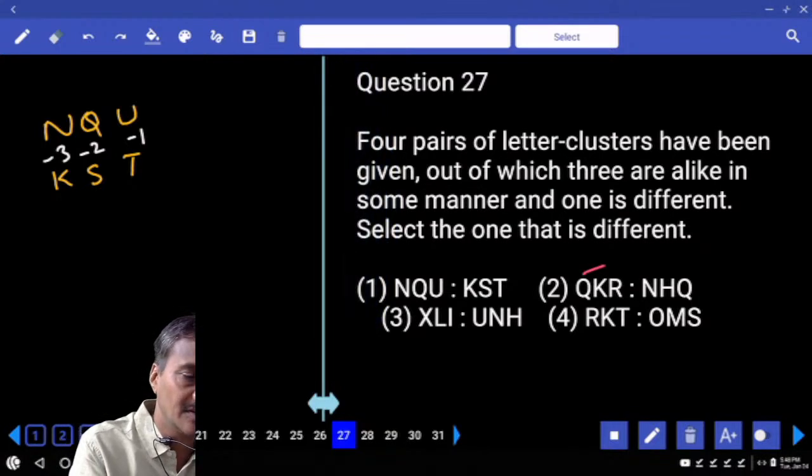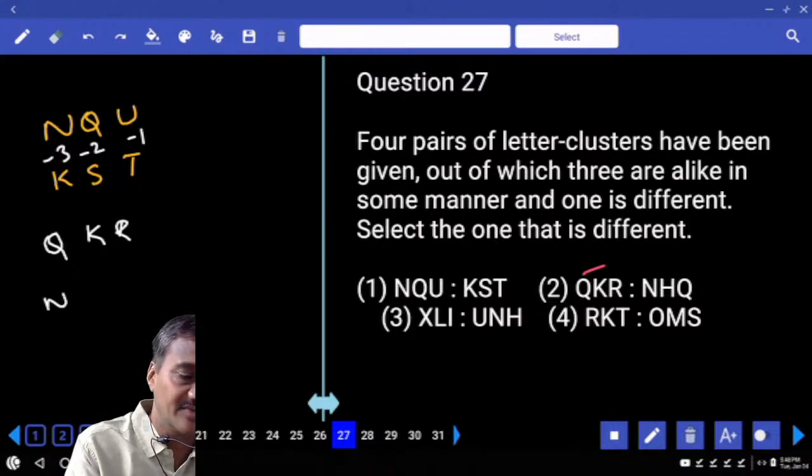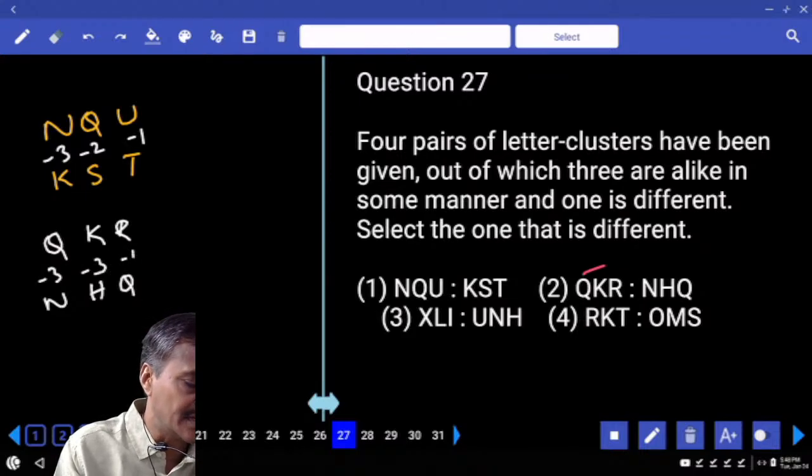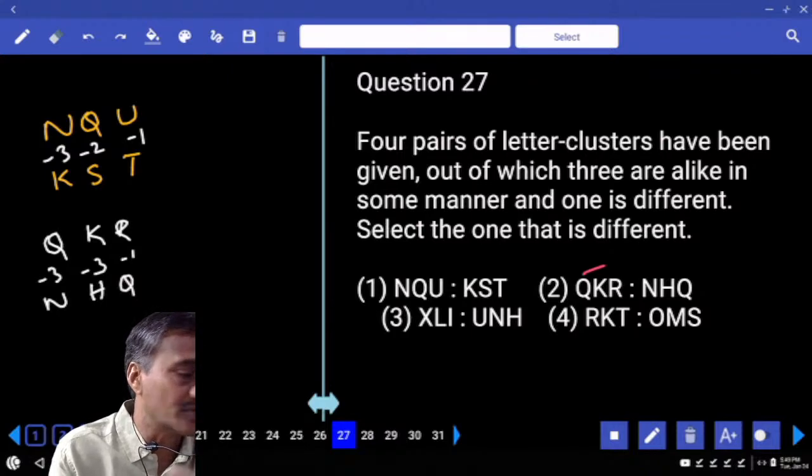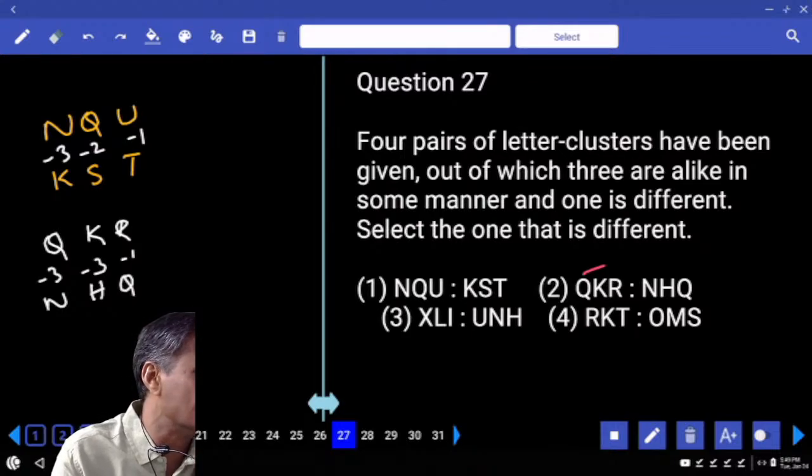Similarly here again, Q, K, R, and what is the element given? NHQ. Q and N, 17 and 14, minus 3. K and H, 11 and 8, what do we get here, minus 3. Yes. Next one, R and Q is minus 1. Hence what is your answer here? We need to check another one. One is 3, 2, 1, the other is 3, 3, 1. If the other one is 3, 2, 1, then 3, 3, 1 is the odd one. If the other is 3, 3, 1, then 3, 2, 1 is the odd one.